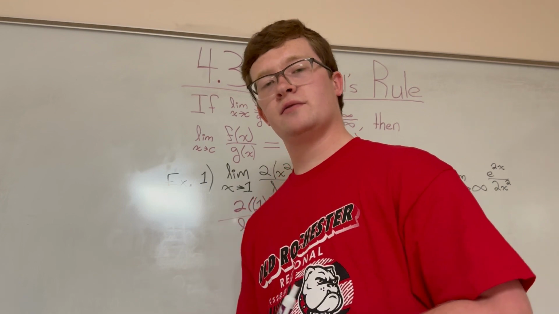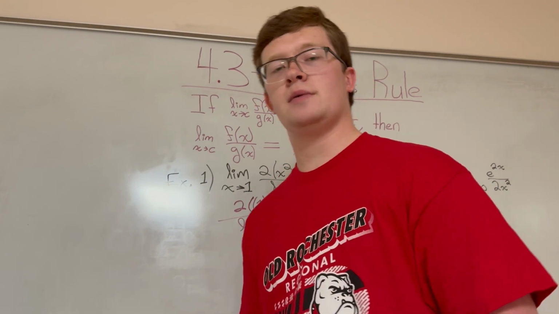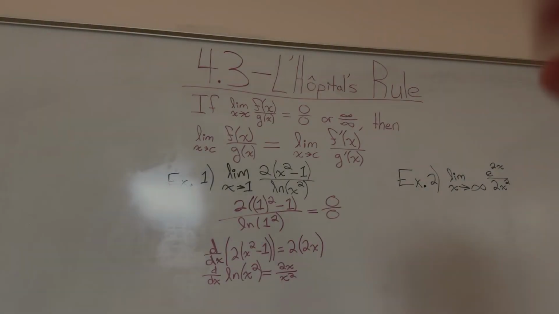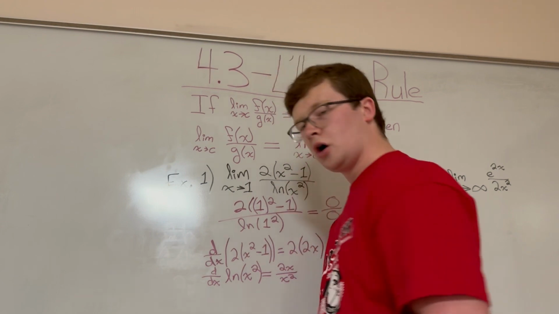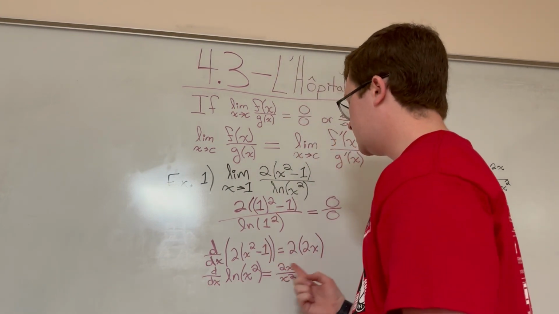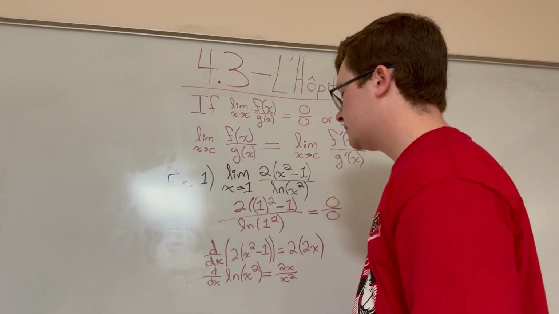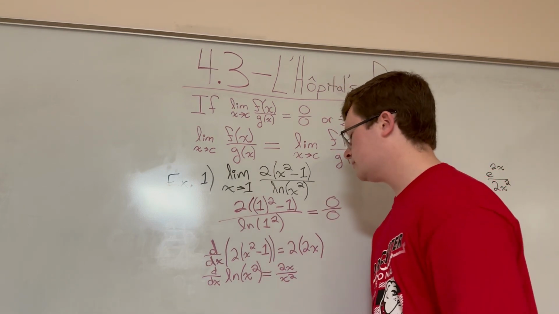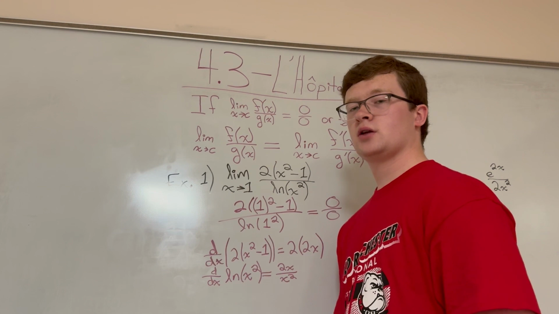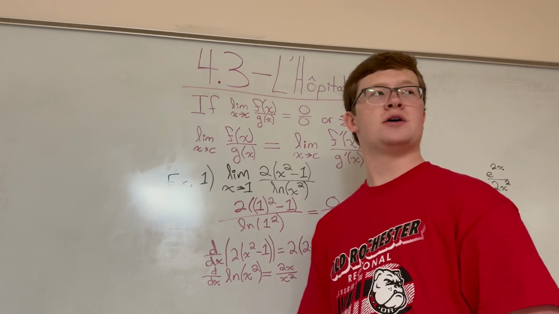You guys should find the derivative of top, derivative of bottom, and then we'll meet back. So hopefully you found the derivative of top is 2 times 2x, or 4x, and the derivative of bottom, natural log of x squared, is 2x over x squared.